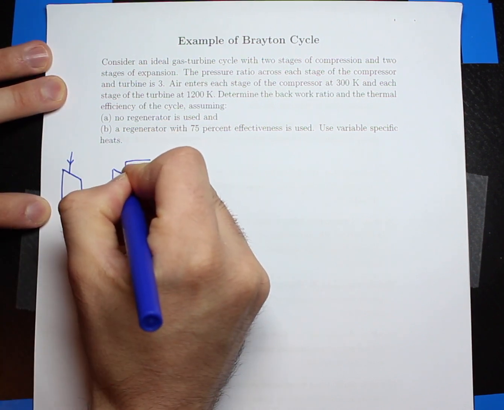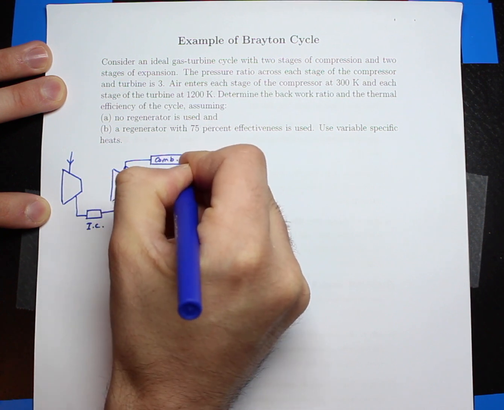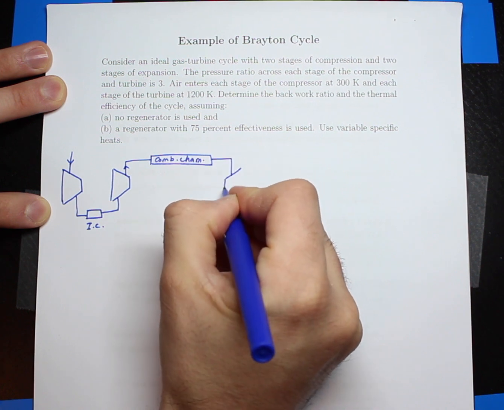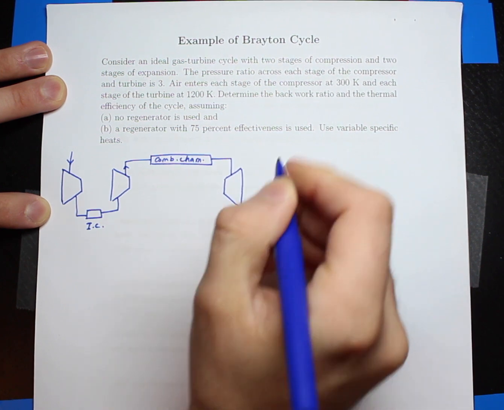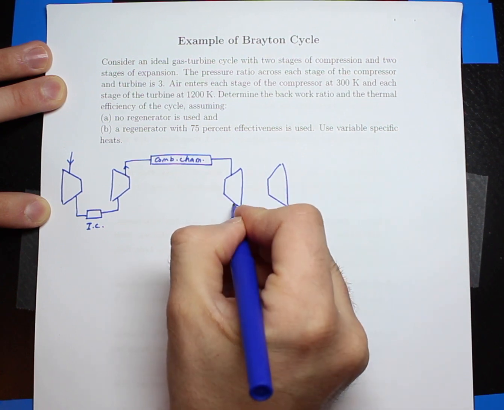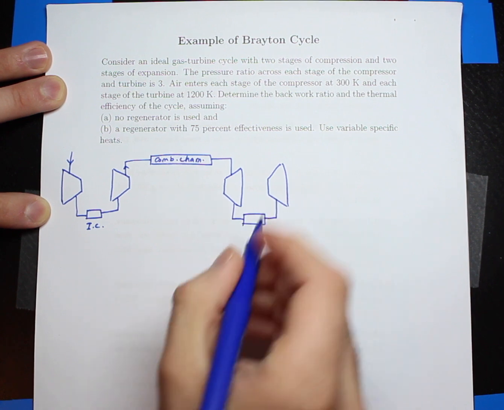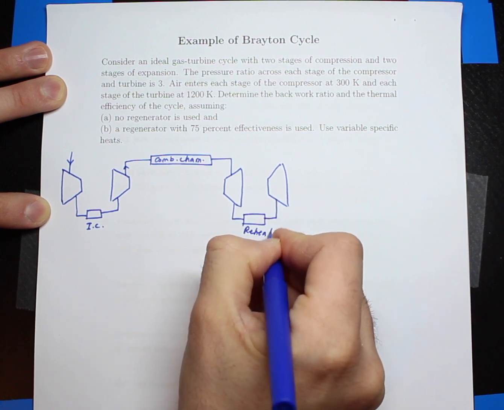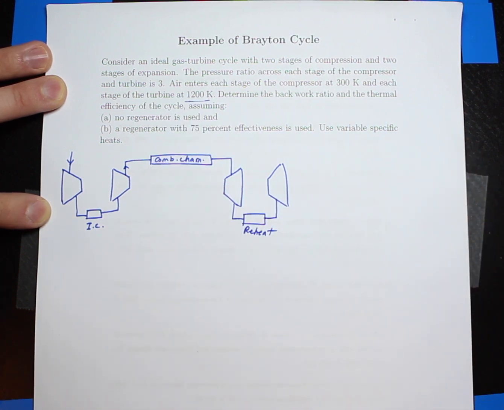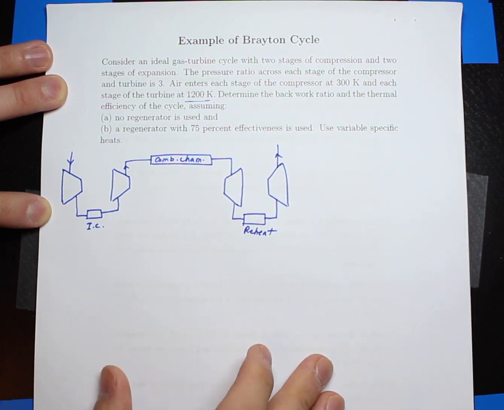After that, air is sent to the combustion chamber. Let's say this is the combustion chamber, and after that air is sent to the turbine, and we have two turbines. After the first turbine, the working fluid passes through a reheat, and the reason is that the problem statement says the temperature at the inlet of each turbine is 1200 Kelvin. Finally, air exhausts to the atmosphere.